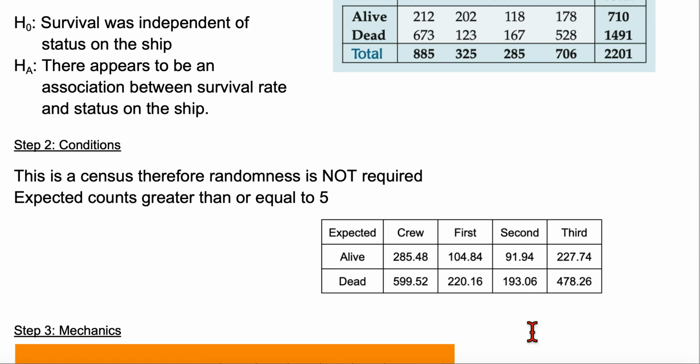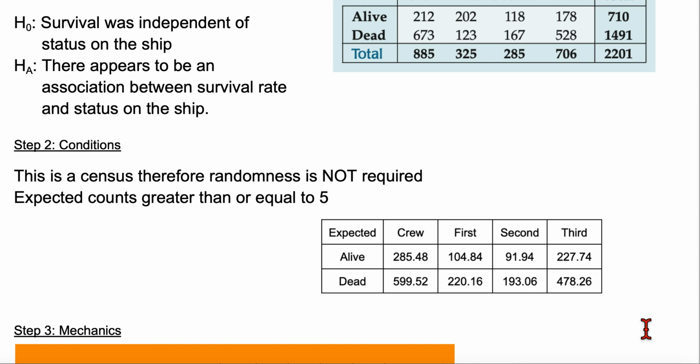In addition, we have to say that our smallest expected value, which is 91.94, is greater than 5. Okay, so you always have to use the context of this problem. Our smallest expected value is 91.94, so you would say 91.94 is greater than 5.